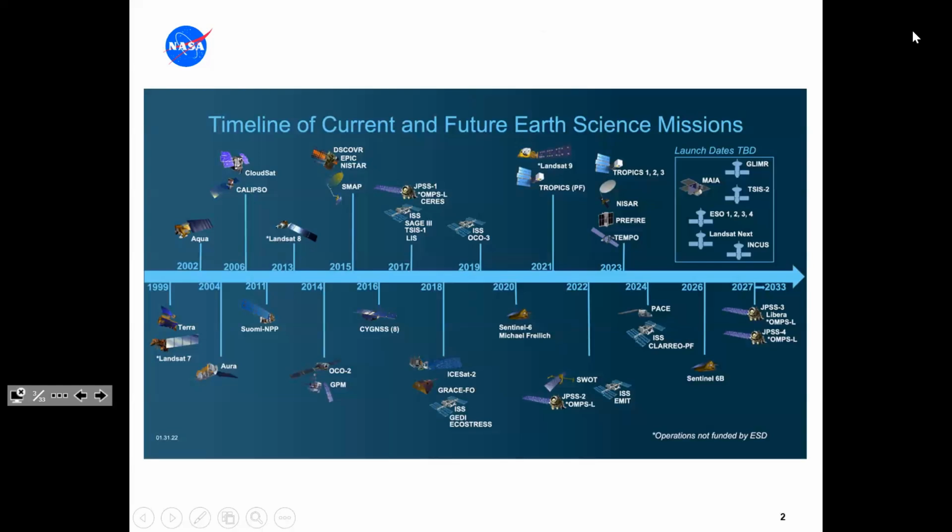So here's a chart from the NASA website. It gives you a timeline of the current and future Earth satellite missions. You can see we had the EOS period back in the 80s and early 90s. I just want to say that we have active remote sensors, we have passive remote sensors, and we have high spatial resolution remote sensors and high spectral resolution sensors.